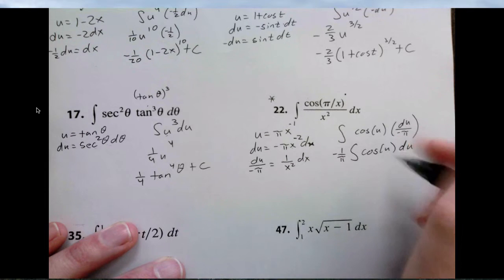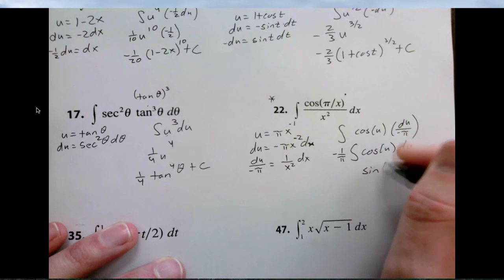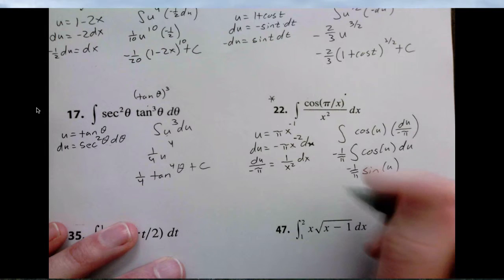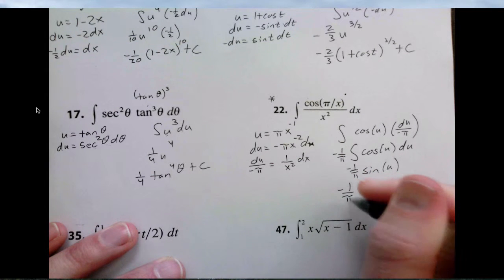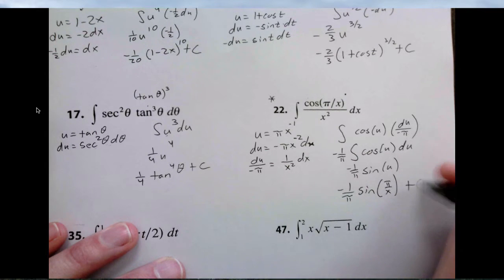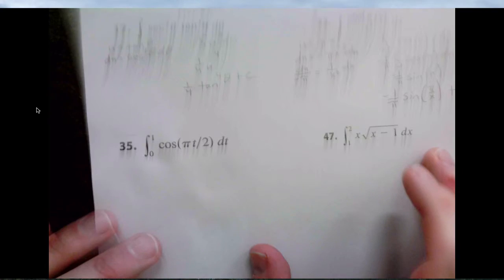Now, cosine has an antiderivative of sine. I still have this negative 1 over pi. Now I have to switch it back to sine of pi over x plus c. And we are done. All right, the next one.